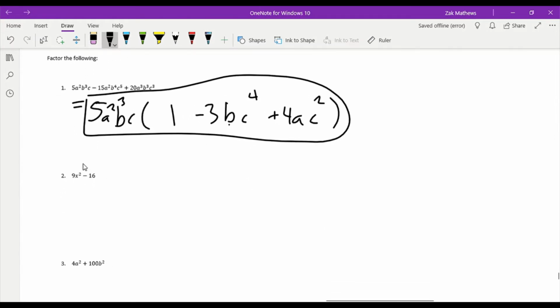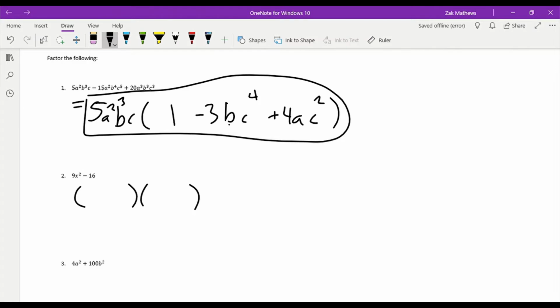Next, let's move on to number 2, something with 2 terms here. So 2 terms, I see a minus in between. It better be a difference of something if it's going to factor. And so 9 is a perfect square, and x squared obviously a perfect square. 16 also a perfect square, so I'm pretty sure I can factor this into the difference of squares.